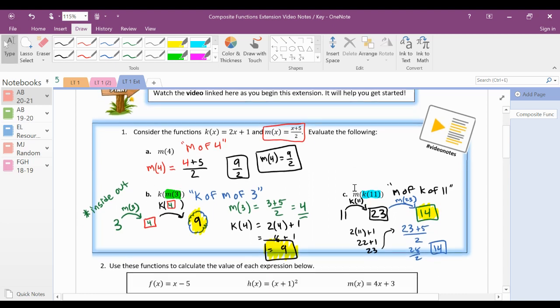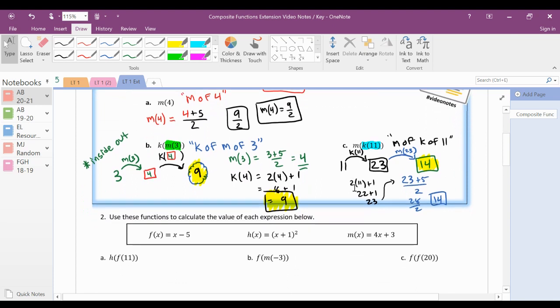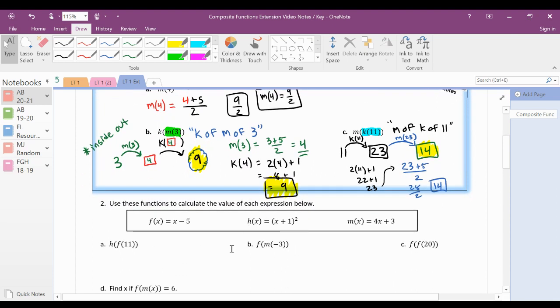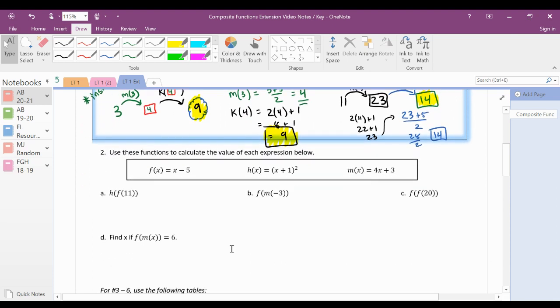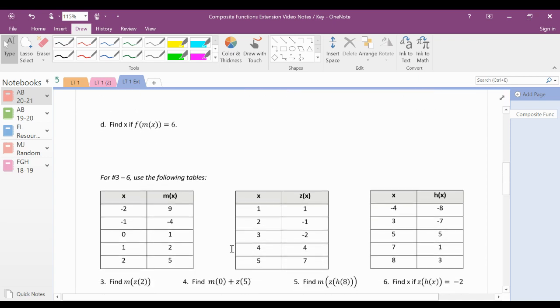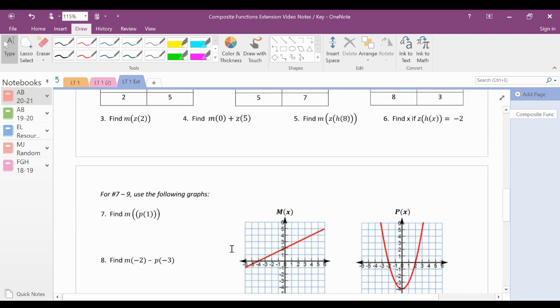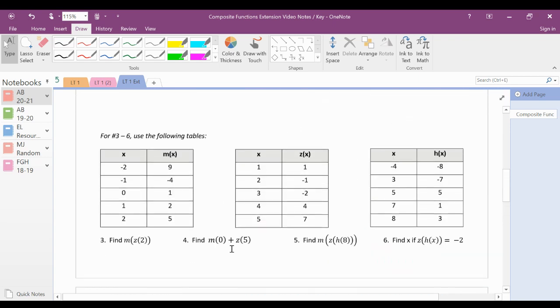It'll be the same idea with the rest of this extension. You'll have to do some of the same types of problems in A, B, C, and D of number 2, and then the same idea with tables and with graphs, right?